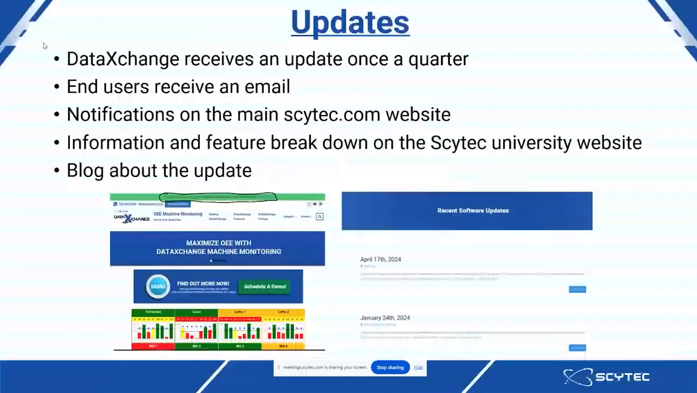Now, one of the other things that's very nice about Scytec DataXchange is that we regularly do updates about once a quarter. We should be having one coming out either at the end of the month or by the end of November. I am also going to be doing a webinar at the end of November discussing all of the updates and the new features provided by Scytec DataXchange over this last year. We do this every year. It's the last webinar that we do.